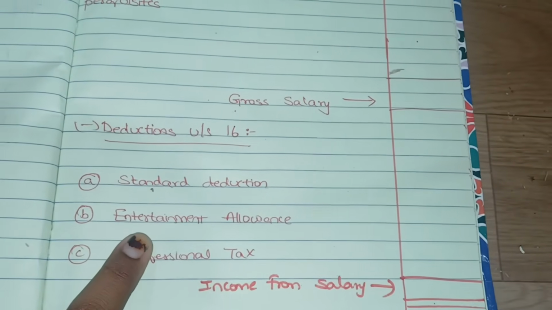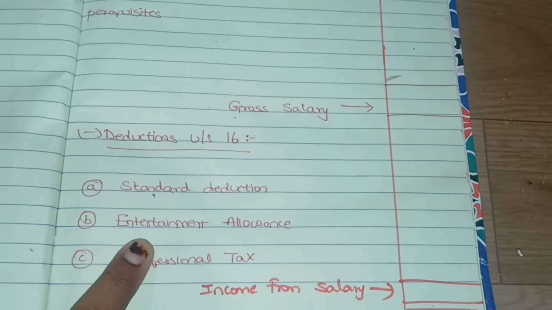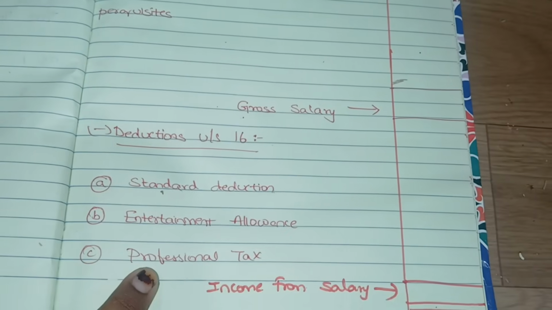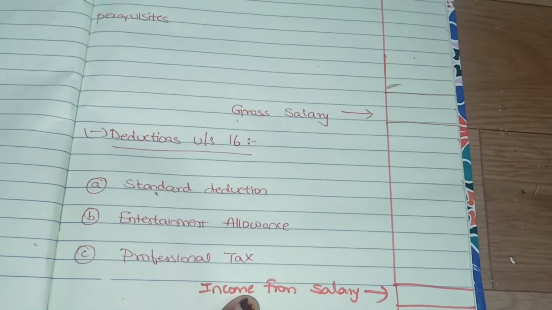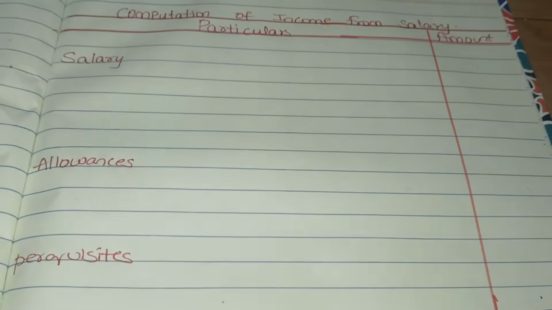Entertainment allowance, if they are giving, keep it. If they are not giving, for a government employee we need to calculate it. Then professional tax, if they are giving, keep it. If they are not giving, keep it nil. Then you will get the income from salary. When you understand the pro forma, the second chapter will be easy for solving your problems.